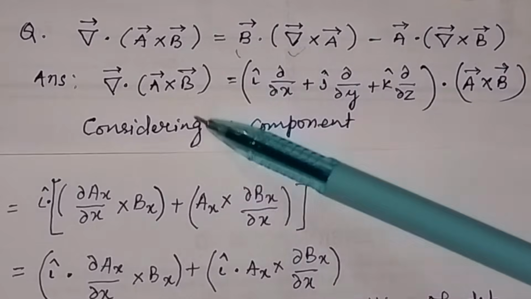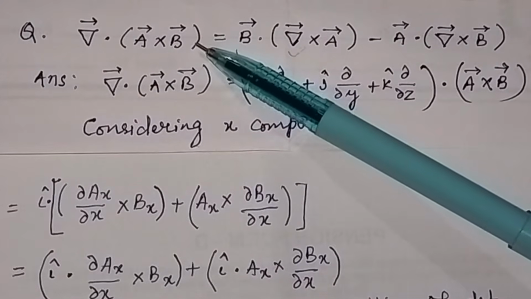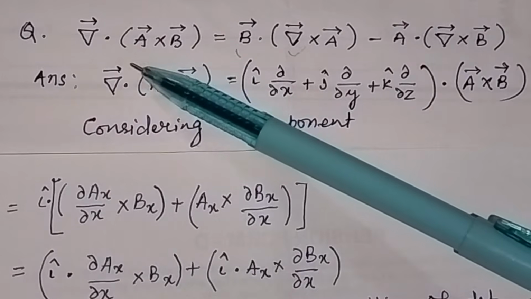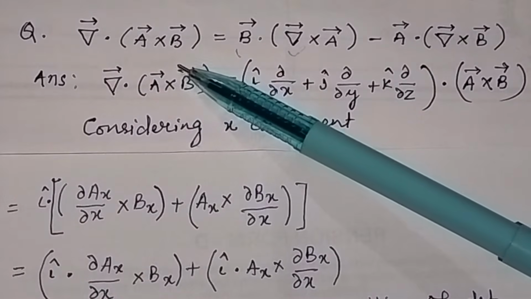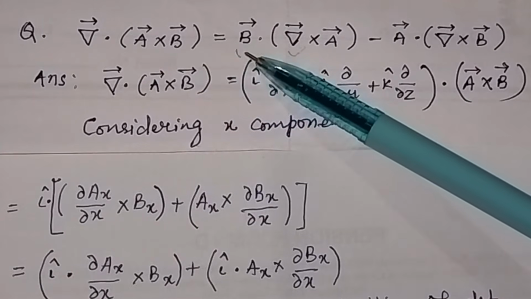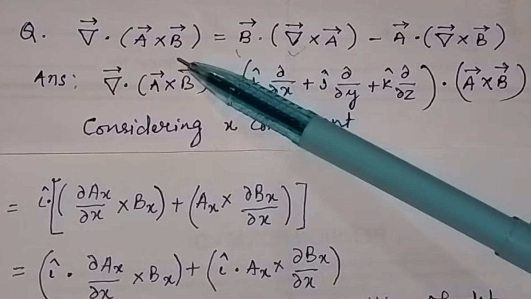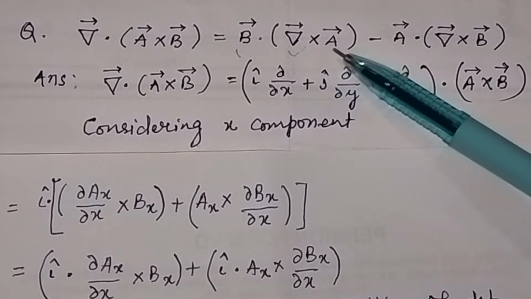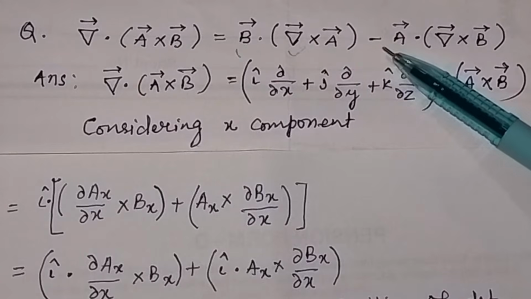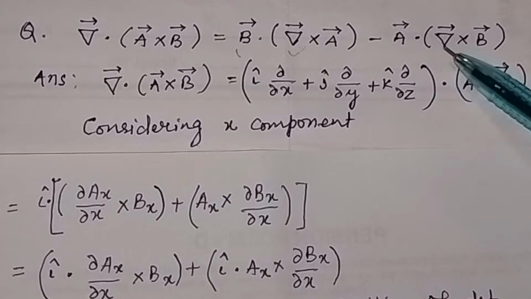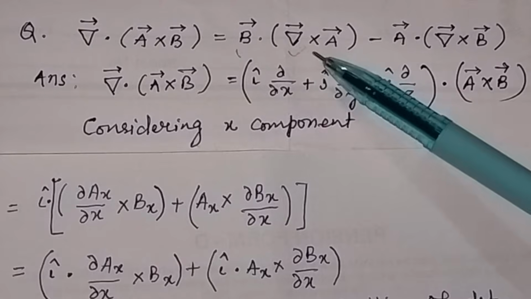Suppose you have two vector fields A and B. The divergence of the cross product of A and B is equal to the dot product of the second vector field, that is B, with the curl of the first vector field, that is A, minus the dot product of the first vector field, A, with the curl of the second, that is curl B. We have to prove this.